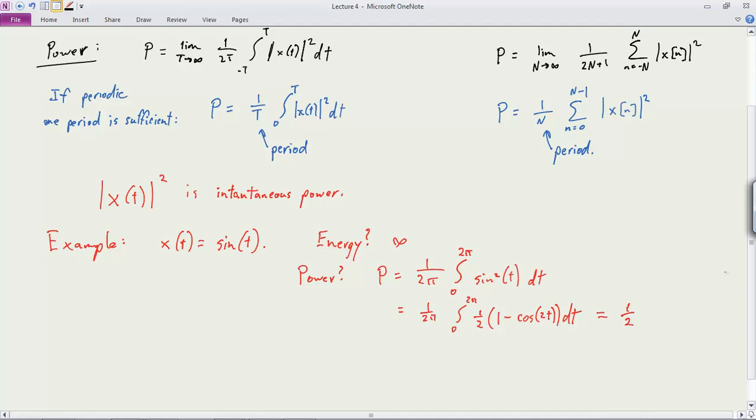Now, this may ring a bell because in circuits you have this notion of AC. If you're using an AC power supply, then you convert voltages to RMS voltages.